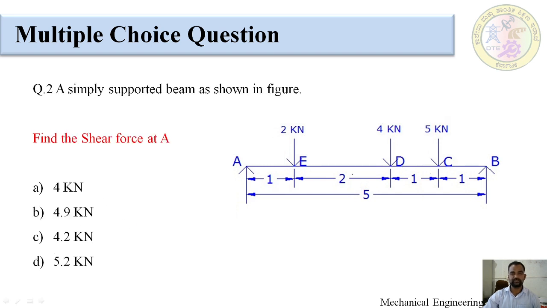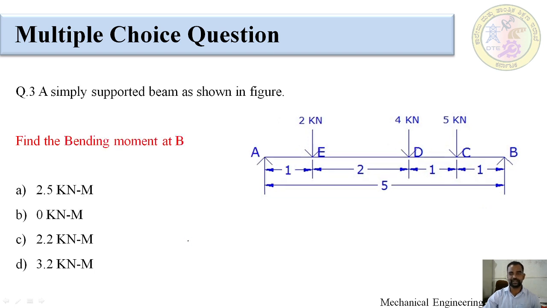Second question. This is the same problem, a simply supported beam as shown in figure. You have to determine the shear force at section A. How much force happened at A point? We have to determine. You are having 4 answers: 4 kilonewton, 4.9 kilonewton, 4.2 kilonewton, 5.2 kilonewton. Okay, this is the problem. You have to solve it carefully to get a good answer.